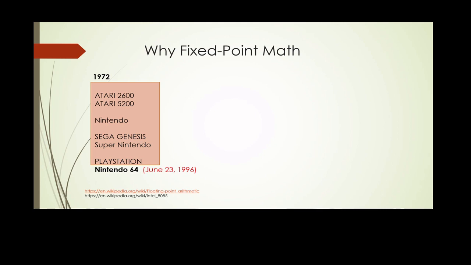consoles from 2600 all the way up to PlayStation, these did not have floating point units in them. So all the calculations were done using fixed point operations and fixed point math, integer math. I shouldn't say integer math, but it was all based on the fixed point math. Now, even complex computations like 3D graphics had to use fixed point operators.